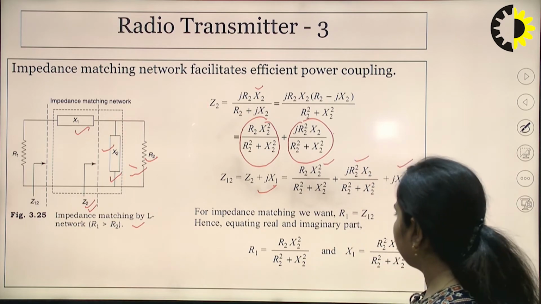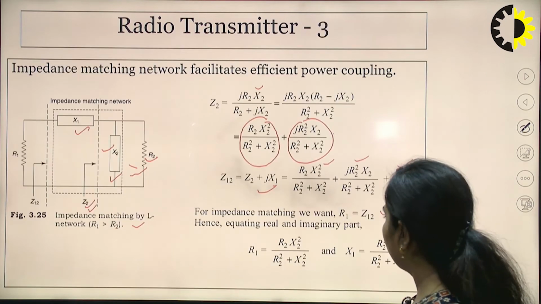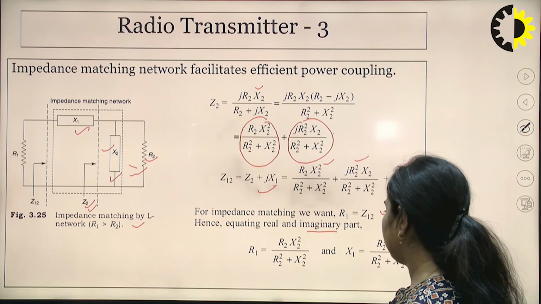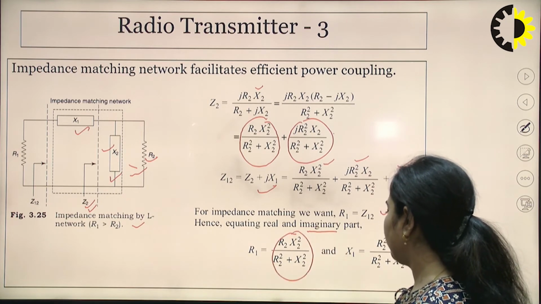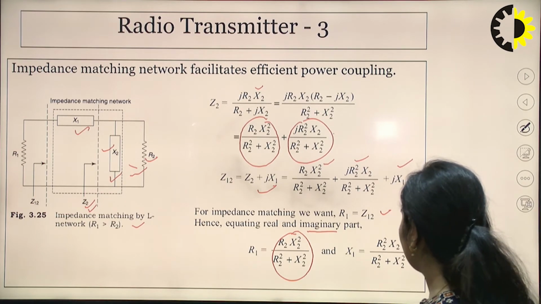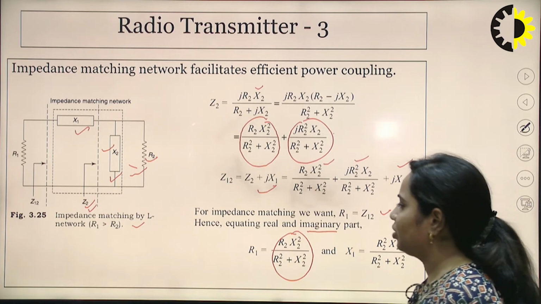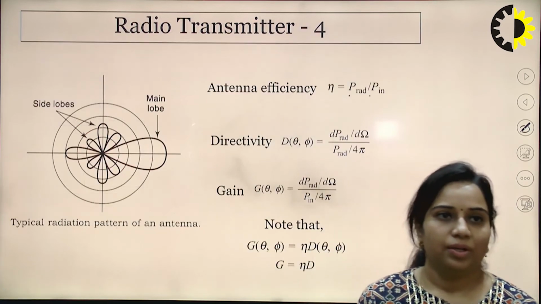For impedance matching, we want R1 to be equal to Z12. Hence, equating real and imaginary parts together, R1 will be R2 X2 square divided by R2 square plus X2 square, and X1 will be equal to R2 square X2 divided by R2 square plus X2 square. So this is how the impedance matching equation looks. This is the third type of radio transmitter.